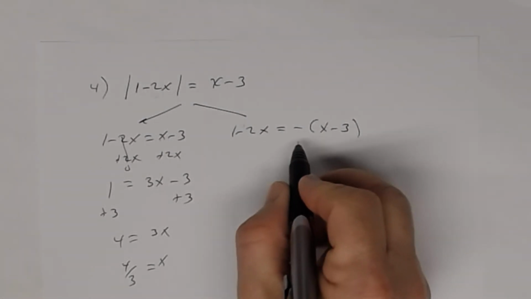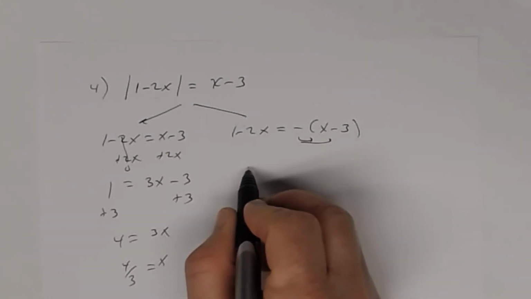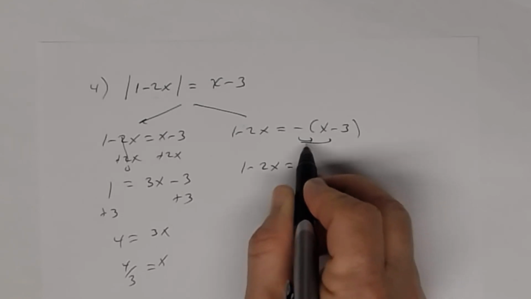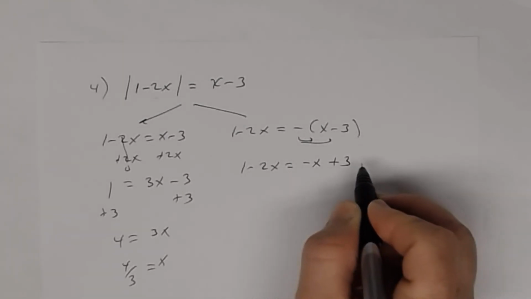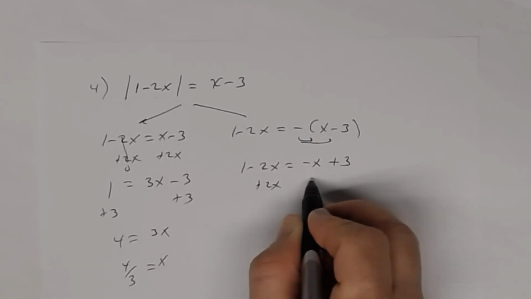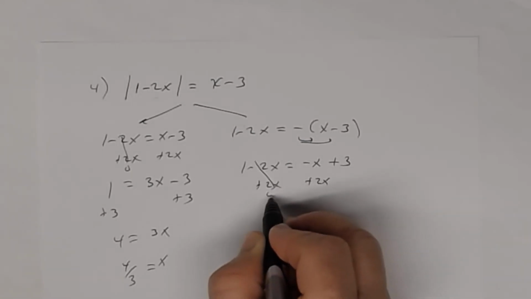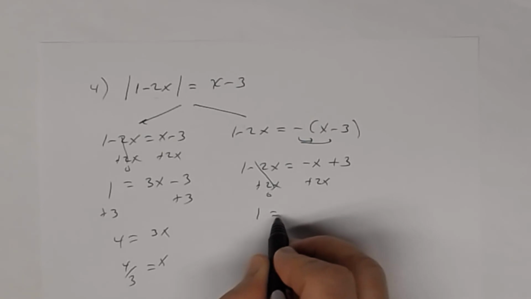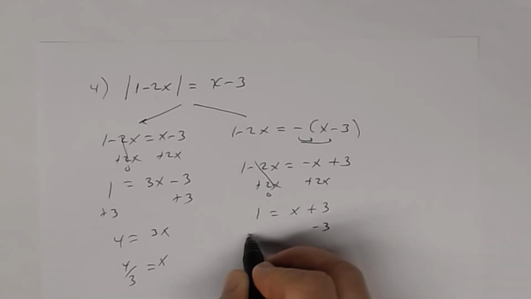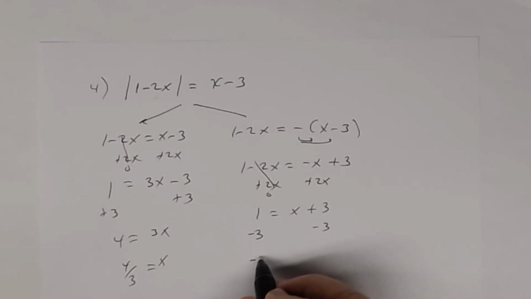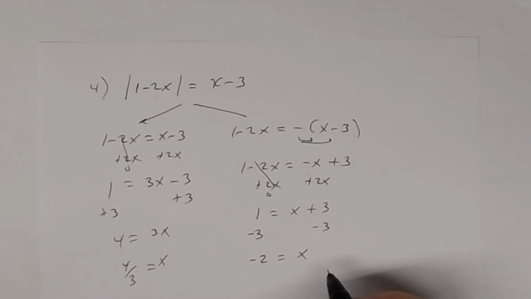And so on the other side, let's go ahead and distribute the negative 1 in here. So I get 1 minus 2x equal, the opposite of x is negative x, and the opposite of a negative 3 is a positive 3. Adding 2x to both sides, I get, this is 0. When I combine like terms, I get 1 equal negative x plus 2x is x plus 3. Subtract 3 from both sides, I get negative 2 equals x, right?